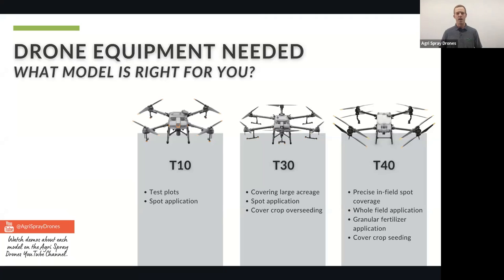So which model is right for you? Well, it just depends what you're doing. The vast majority of our customers buy the biggest drone that they can get, so they can cover more acres per hour, more acres per day. But there are some niche applications that do require a much more portable drone. You know, the T10 is a very portable drone. It's only 10 liters. So each of these models, T10, 10 liters, T30, 30 liters, T40, 40 liters, that's 2.5, 8, and 10.5 gallons.